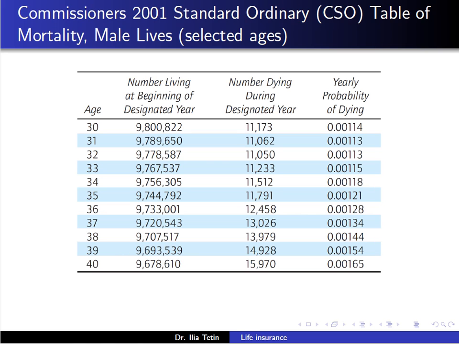Therefore, the probability that a male age 32 will die during the year is 11,050 divided by 9,778,587. The amount of insurance is then multiplied by this probability to determine the amount of money the insurer must have on hand from each policyholder at the end of the year to pay death claims. However, because premiums are paid in advance, and the death claims are paid at the end of the year, the amount needed can be discounted for 1 year.